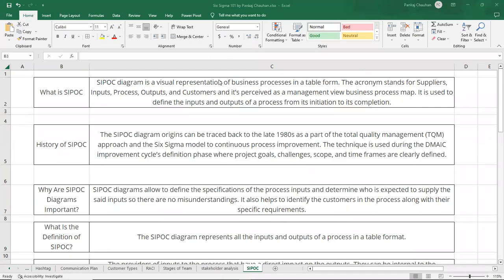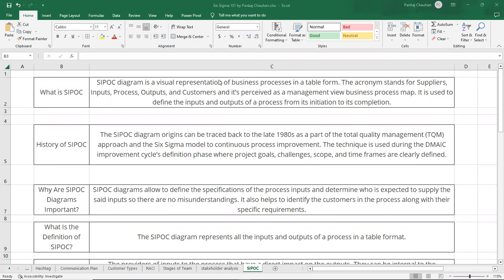Hey people, welcome back. In today's session, we will talk about the SIPOC. A SIPOC diagram is a visual representation of any business process in a kind of tabular format.